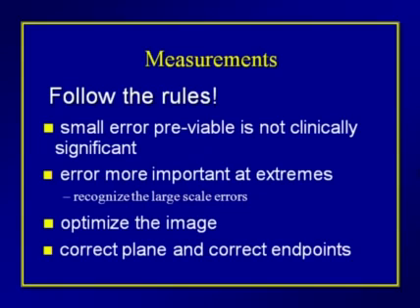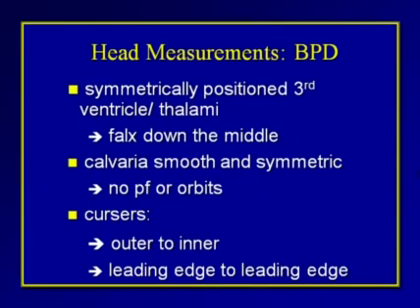Make sure, as always with ultrasound, that the image is optimized. Use the correct plane and the correct endpoints for measuring. First, discussing the BPD. Make sure that the head is symmetric on your image. What I mean by that is making sure that the third ventricle and the thalami are right in the middle of the image, and you can typically see the falx going down the middle of the head. The calvarium should be smooth and symmetric. The posterior fossa and orbits should not be on the image.